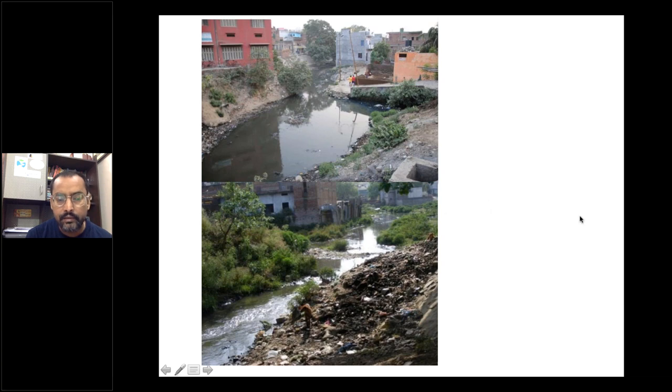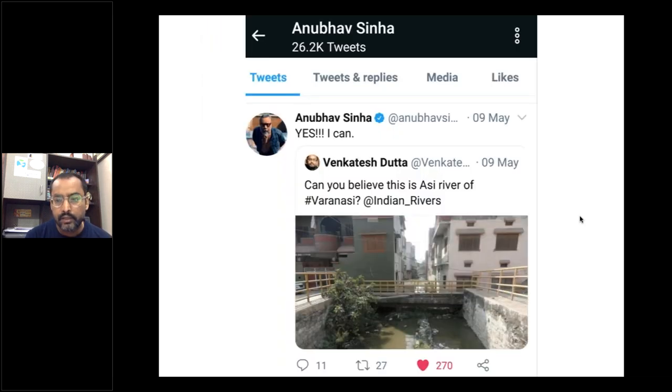This river could have been very important for the entire city of Varanasi, but what is happening? This river is now a drain and we are trying to restore it. Just on a lighter note, a few days back I tweeted a picture of Assi river. You see this is Assi river and the buildings on both sides, and a film director called Anubhav Sinha, you must be knowing, he's a famous movie director, retweeted my tweet. I asked, can you believe this is Assi river of Varanasi? And he said, yes, I can.